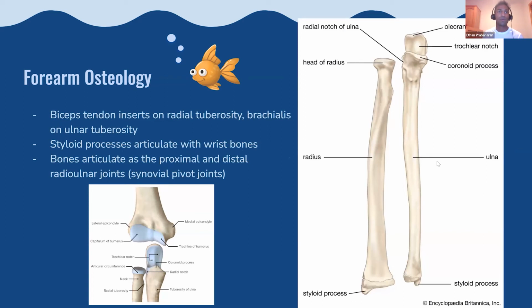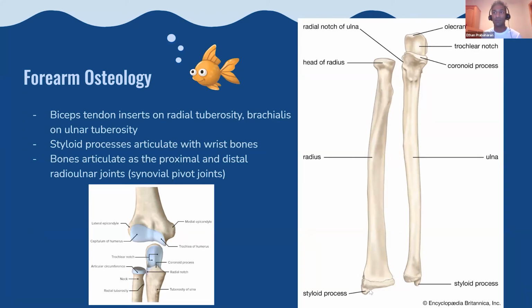So we've talked about the humerus. Now it's time to talk about the bones of the forearm. So we've got the radius and the ulna. Now, as I mentioned, the head of the radius, which is located proximally, is quite a bit smaller than the ulna at the elbow joint, but it's actually opposite at the wrist joint. So the radius is a lot bigger distally, and the ulna is a lot smaller.